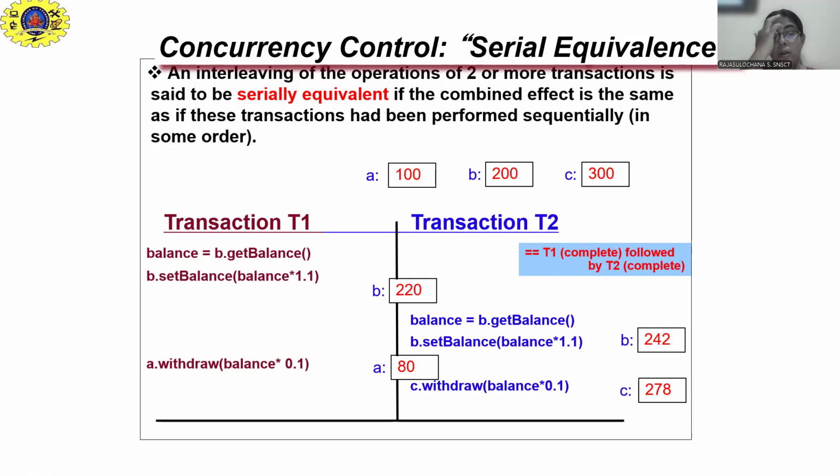So far we have seen what concurrency control is. We have seen two problems under concurrency control, the lost update problem and the inconsistent retrieval problem. And we have also seen how to check if two transactions are serially equivalent or not. Hope you understood. In the next lecture video, we will discuss some other transaction related topics.